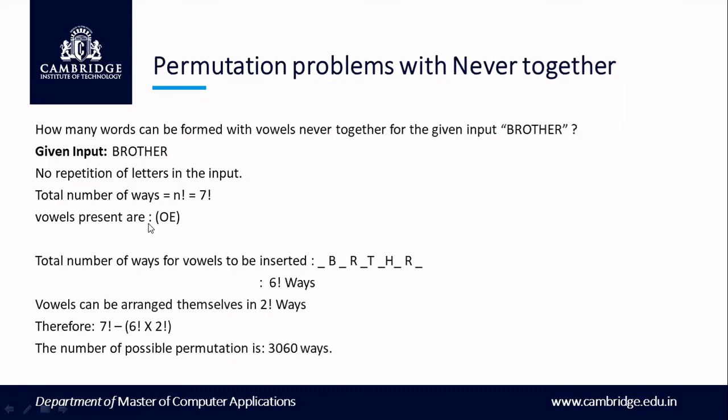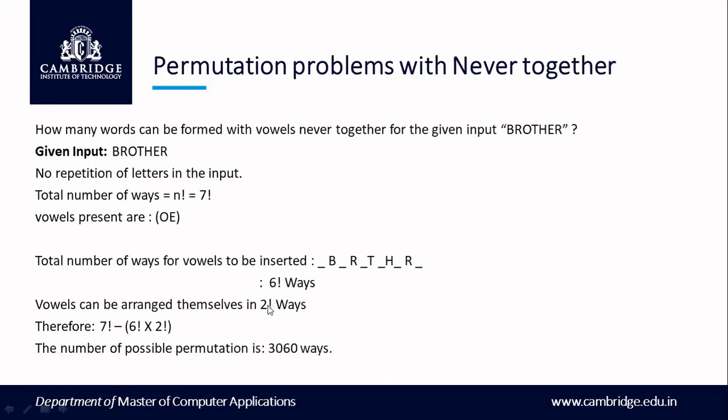So first we will find out vowels to be together. So OE together, what are the possible ways? The total number of ways for the vowels to be inserted is, find out the remaining, that is B, R, T, H, R. This OE can be inserted either in the first place or the third place or the fifth place or 7th, 9th like that. So there are totally 6 possible ways, that is 6 factorial ways. But there are two vowels available. This can be rearranged in 2 factorial ways. Therefore, the total number of ways the vowels can be together is 6 factorial into 2 factorial.